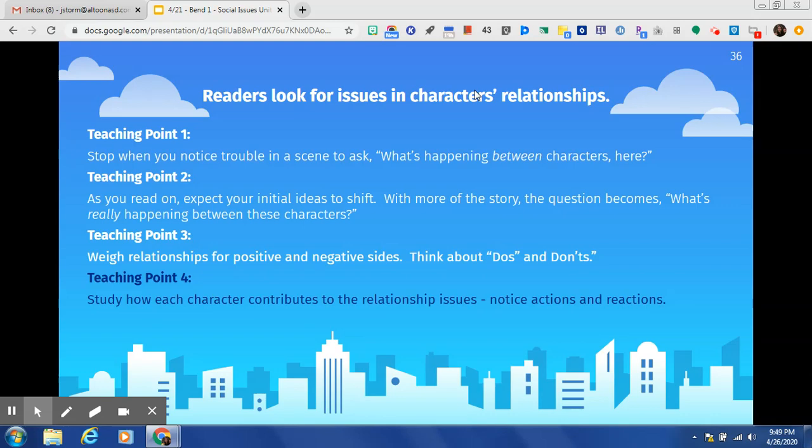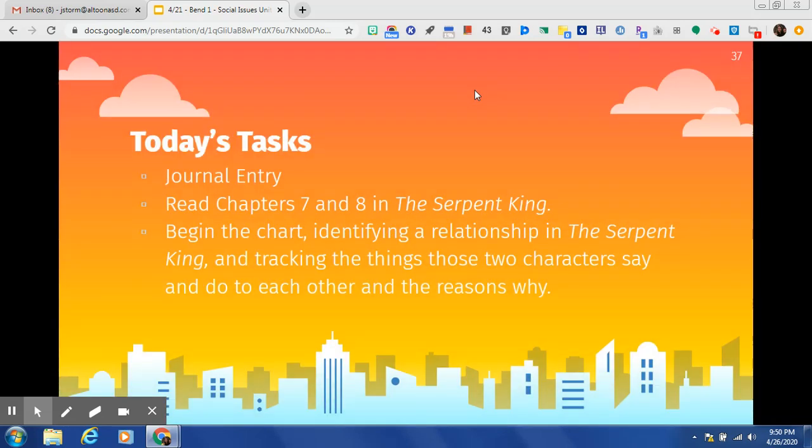Of course, paying attention to how characters contribute to relationship issues isn't the only work you might want to do as readers today. You'll want to draw on other work that strong readers do. You'll especially want to consider possible causes for the trouble in relationships, as well as the positive and negative sides of relationships. So, if you can see our three previous teaching points, and then today's teaching point is to study how each character contributes to the relationship issues. Notice actions and reactions.